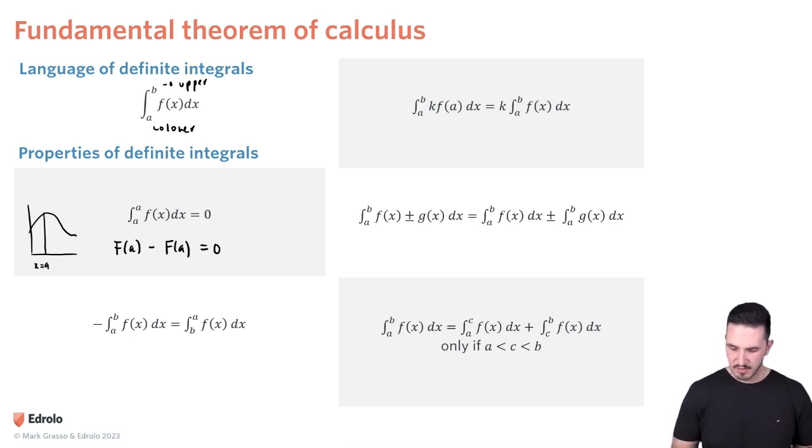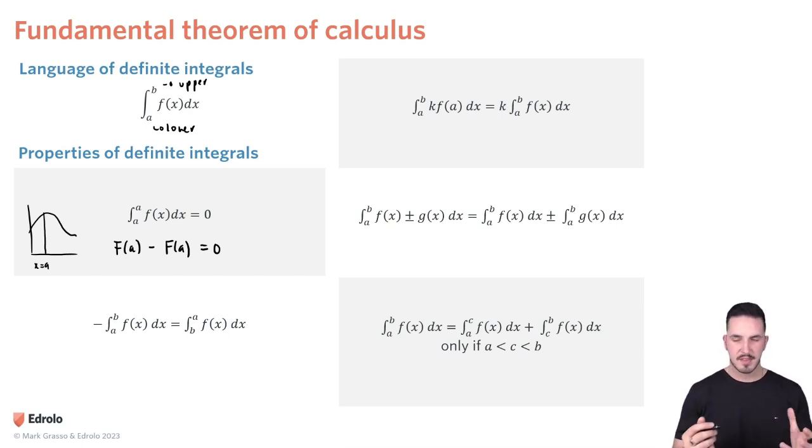Finally, if we have the integral of f of x from a to b dx, it can also be written as the integral from a to c of f of x dx plus the integral from c to b of f of x dx, only if c is between a and b.